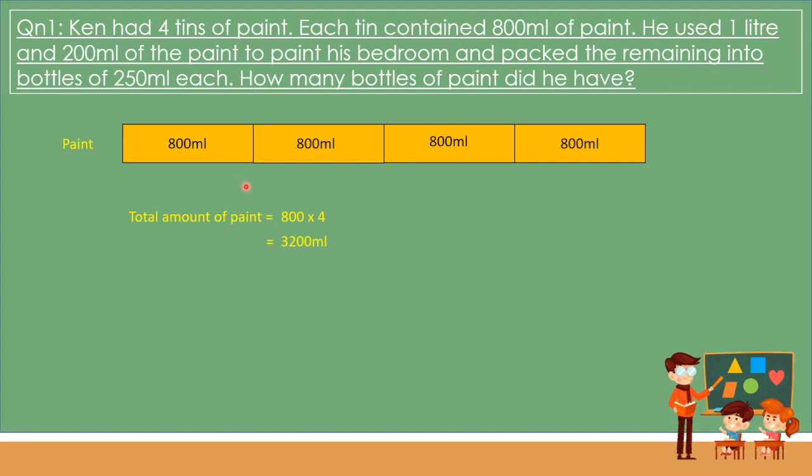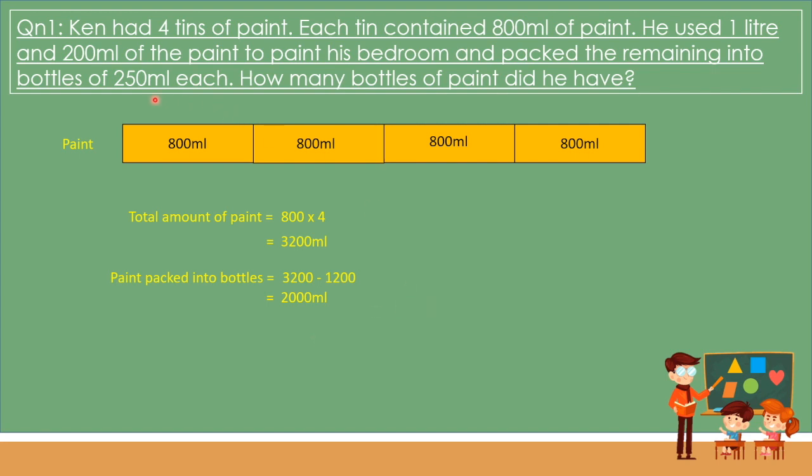He used 1 liter and 200 milliliters of the paint. So how much paint did he have left to pack into bottles? So paint that is packed into bottles would be 3,200 milliliters minus 1,200 milliliters. Because at this point I want to tell you that 1 liter equals 1,000 milliliters. So 1 liter and 200 milliliters would be 1,200 milliliters. So 3,200 minus 1,200 gives you 2,000 milliliters. So that is the amount of paint that he had to pack into bottles.